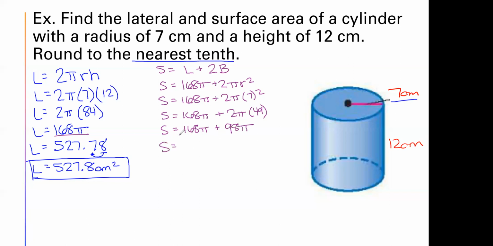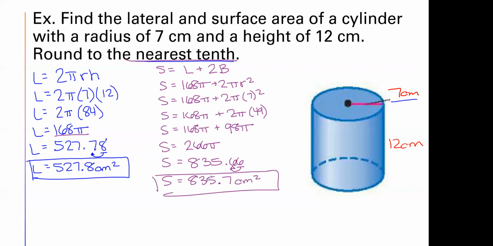Now, the reason I chose to keep this 168 pi instead of a decimal approximation is I can now add 168 pi and 98 pi. Those are like terms, so that ends up being 266 pi. And then I type that into my calculator, and I get 835.66. And then it says to round to the nearest tenth. So I have a 6 in my hundredths place, so I'm going to round that 6 up to a 7. And this is centimeters squared.